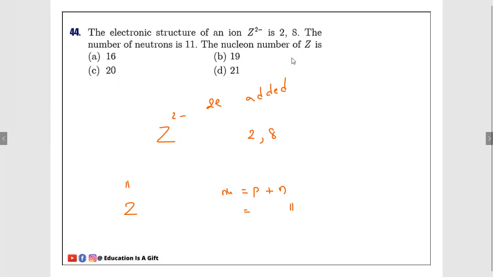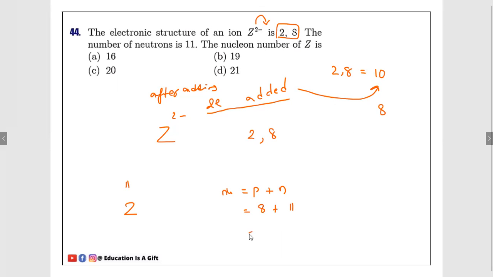8. Why do we have to take 8? Here what number did they give? It is 2 comma 8. 2 comma 8 means 2 plus 8, it is 10. But you see this, what is this? 2 minus, after adding 2 electrons it has become 10. The electronic structure of Z2 minus is 2 comma 8, means after adding two electrons, it has become 10. Before adding two electrons, it was 8. So 8 plus 11, that is 19. Nucleon count is 19. So the answer is B, 19.